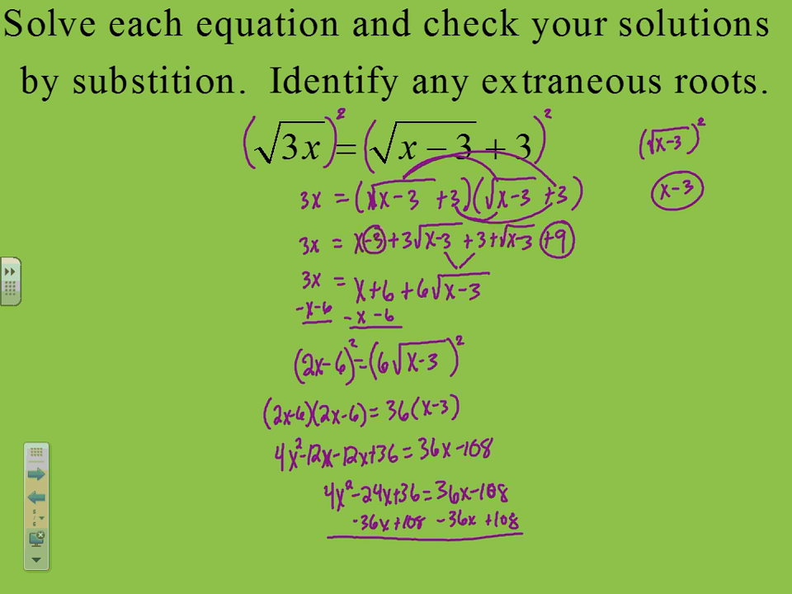And I'm about out of room at the bottom here, so I'm going to write it up here. And that's going to give me 4x squared. The negative 24 and the negative 36 are going to give me negative 60x and plus 144 to be equal to 0. So now it's in standard form.